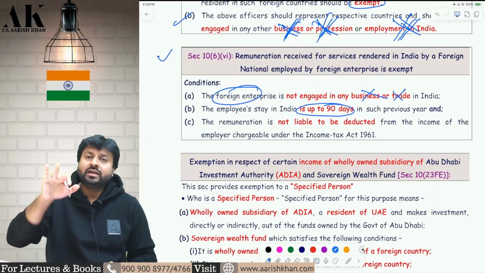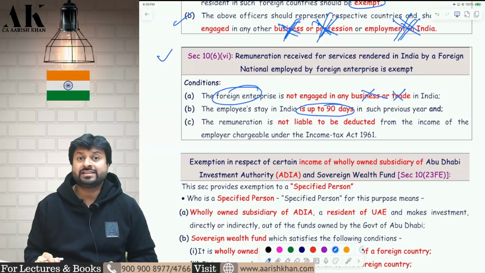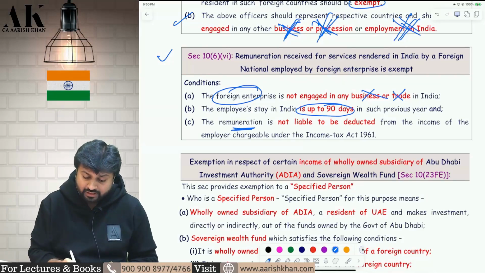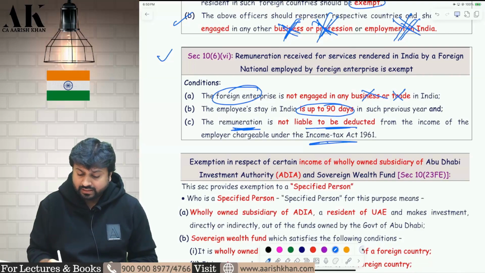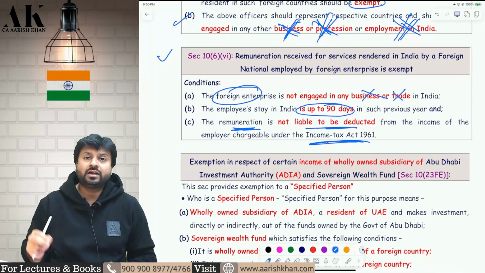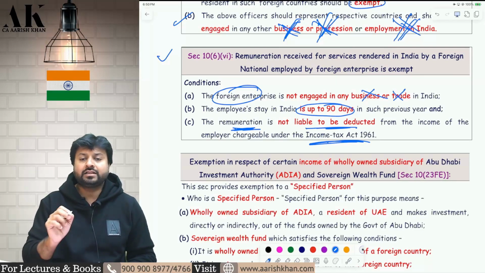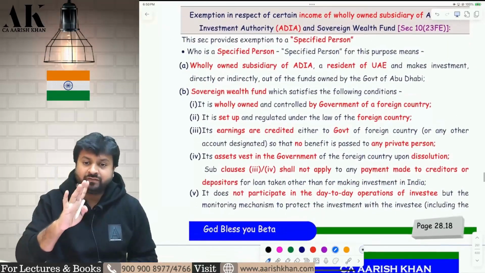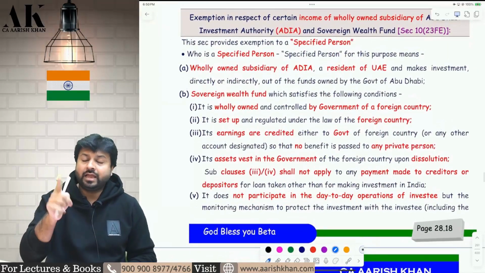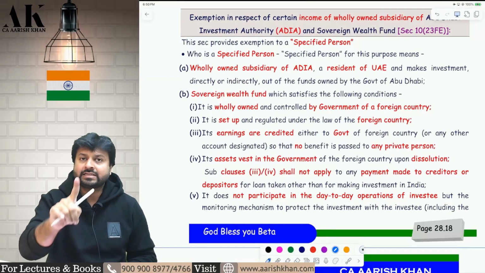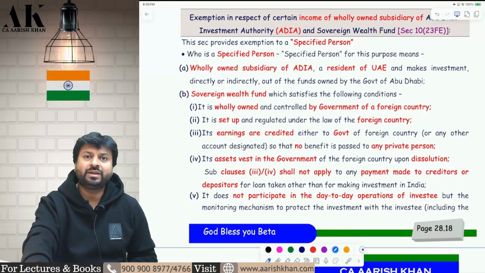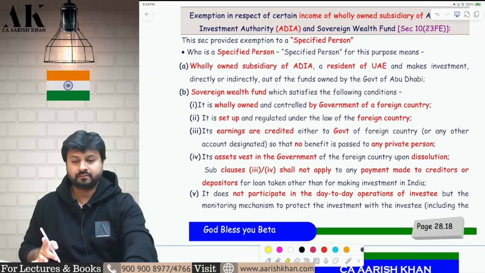And the third condition, in future whenever Tesla starts the business in India, Tesla should not claim the deduction of this remuneration in India under the income tax law. If these 3 conditions are fulfilled, the employee of Tesla will be exempted from paying tax. The remuneration will become exempt in the hands of the employee. I hope it is clear to all of you.